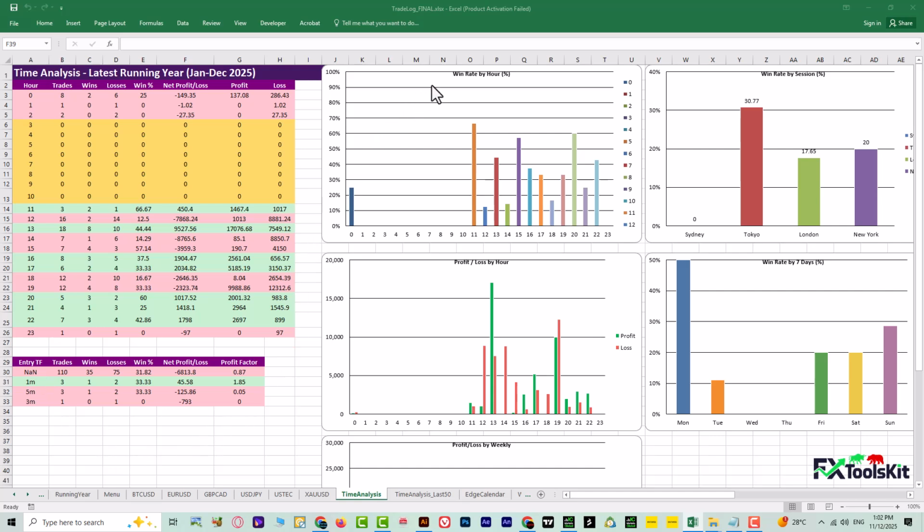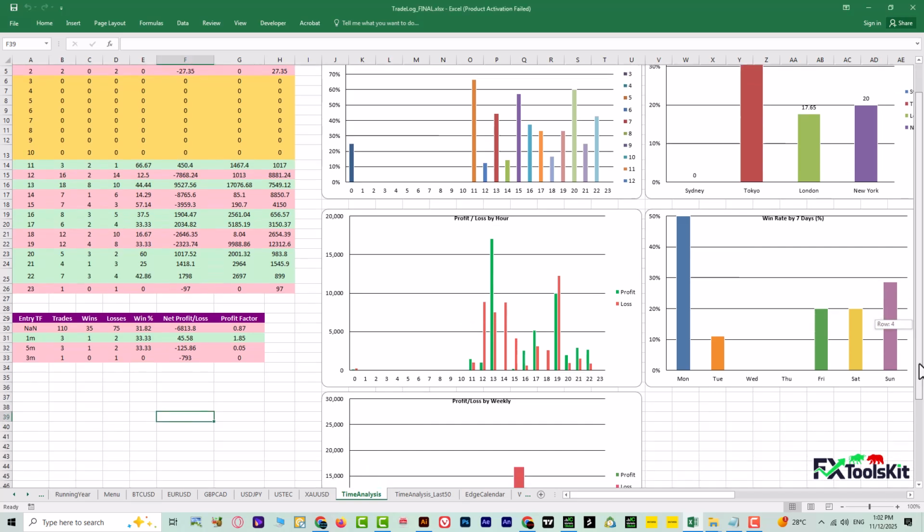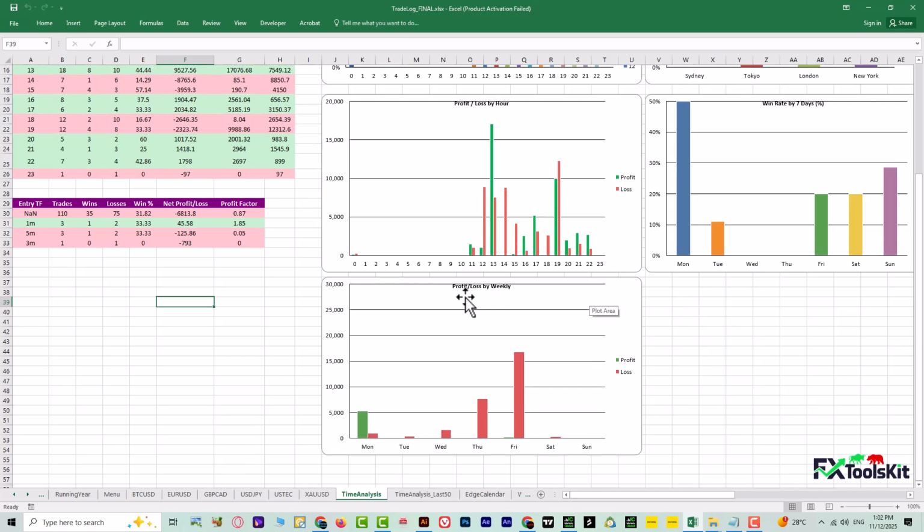In the win rate by hour bar chart, it will show in which hour you took the trades and the hourly win rate based on your trades. Profit loss by hour. In this bar chart, it will show in which hour you took the trades and how much you profited or lost. In the profit loss by weekly bar chart, it will show on which day you took the trades and how much profit or loss you had, so you can understand which day you won or lost the most.